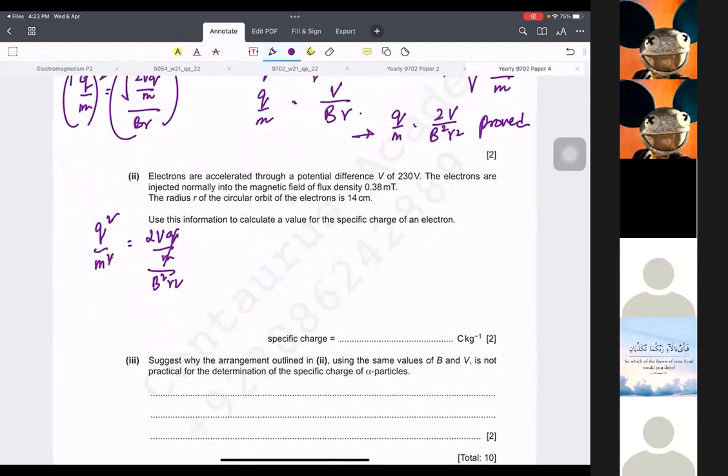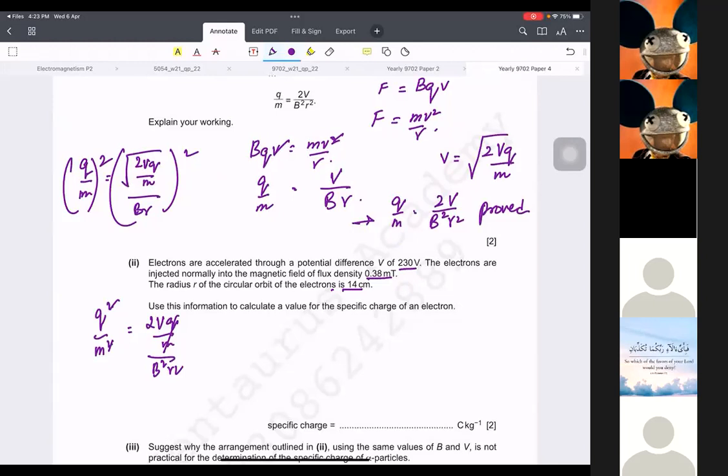Now, the electrons are accelerated through a potential difference of this. The electrons are injected normally into a magnetic flux density of this. The radius is this. So use the information, you already have all of this given. The specific charge would be q upon m. They have already asked this. So they have given 2 times 230 divided by 0.38 times 10 raised to minus 3, and this should be whole squared, and the radius, what's that? 0.14, so times 0.14 whole squared. And the answer is 1.6 times 10 to the 11.